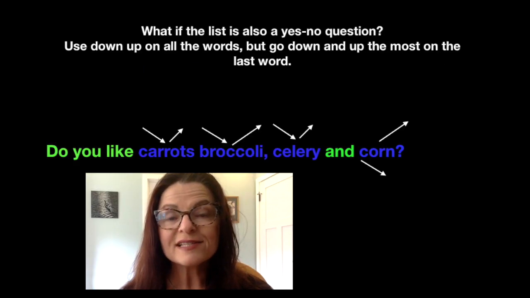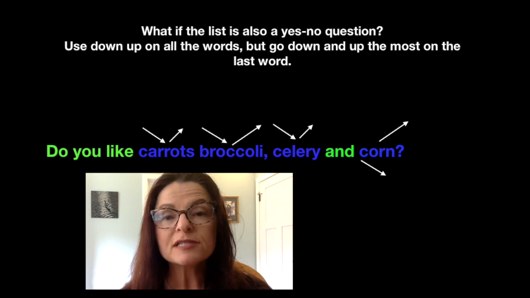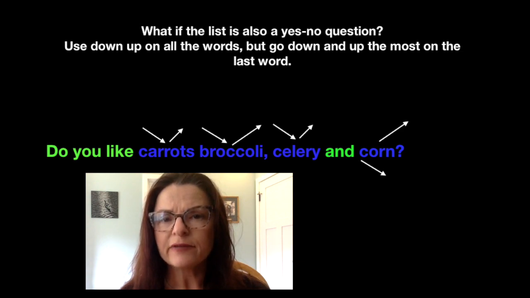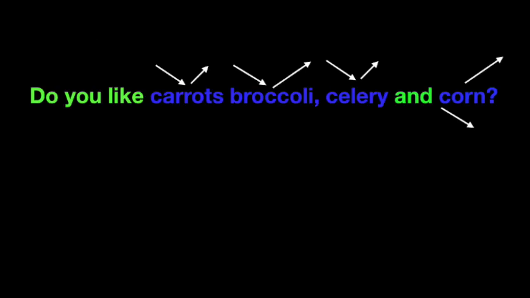What if my list is also a yes/no question? It's simple. We'll just do a down-up on each of the words, but we'll do a bigger down-up on the very last word. Do you like carrots, broccoli, celery, and corn? Let's try. Do you like carrots, broccoli, celery, and corn?